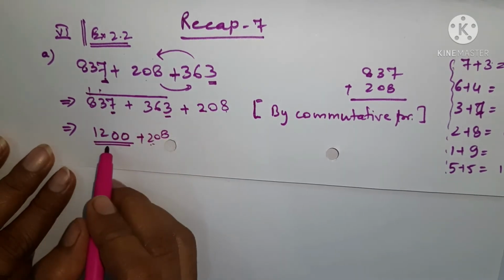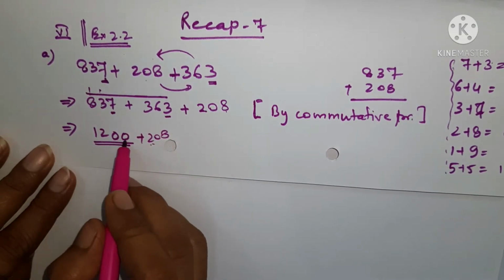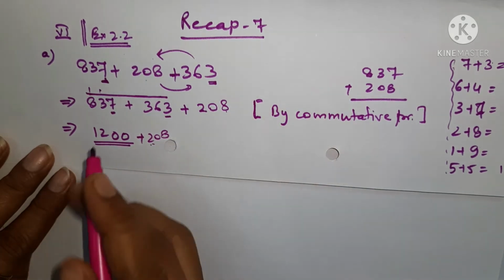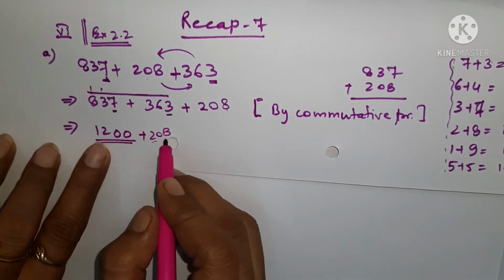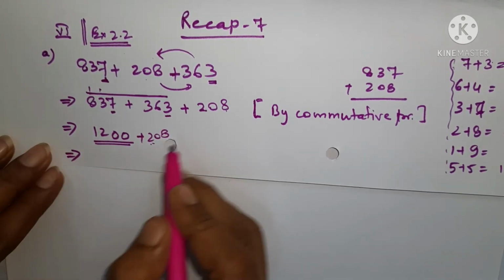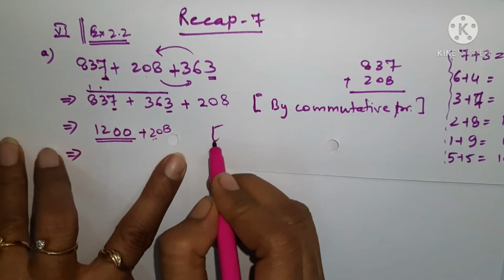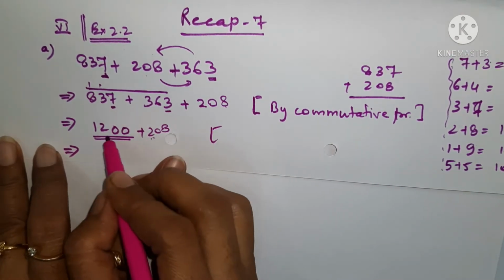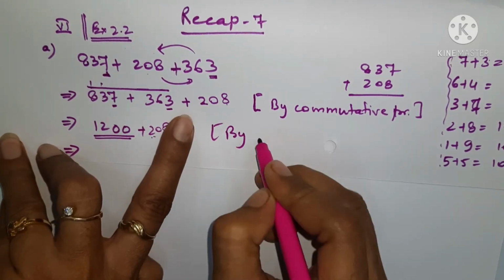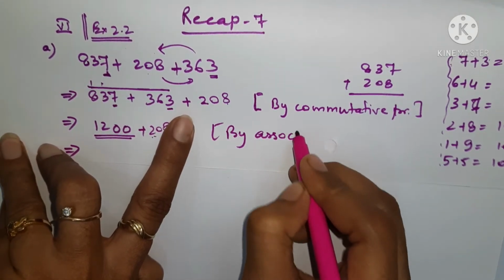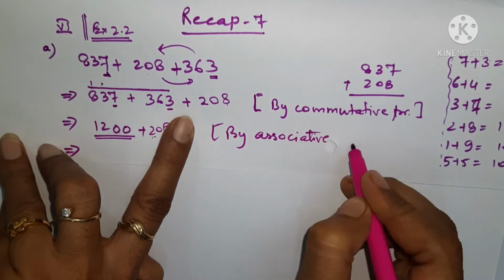These two you have added, you are getting 1200. You can see zeros are coming out. Whenever the numbers are ending with zeros, it is easier to add them up. Okay, so you can see here it is 1200 and this is 208. Thus, in the next step you can write, and here what law you will use, why you have got this 1200, because of the grouping of these two numbers. So it was done by associative law, by associative property.